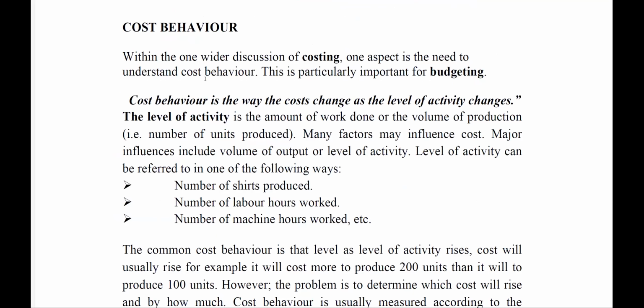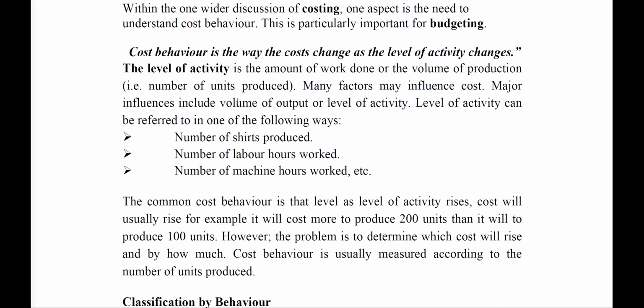So what is cost behavior? Cost behavior is the way costs change as the level of activity or your cost units change. The level of activity is the amount of work done or the volume of production, like the number of units produced or the cost unit. Many factors may influence cost. We learn some of these things under activity-based costing.